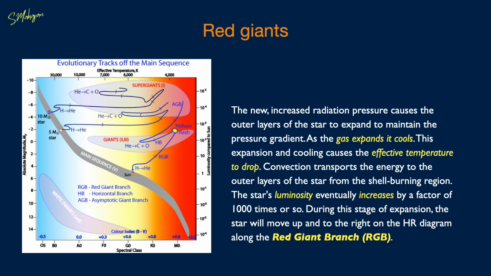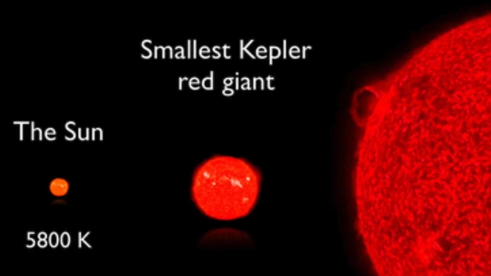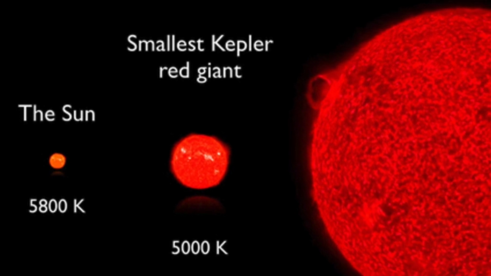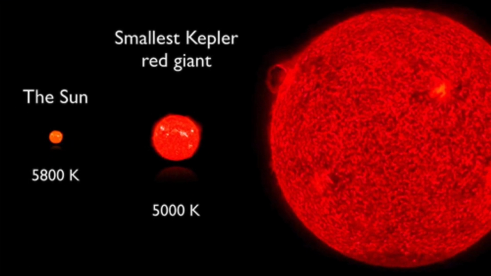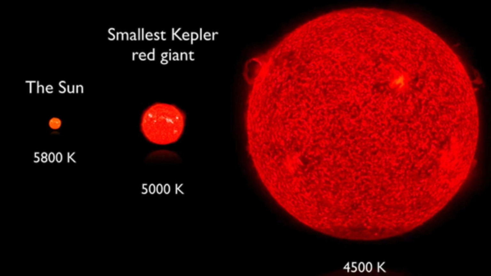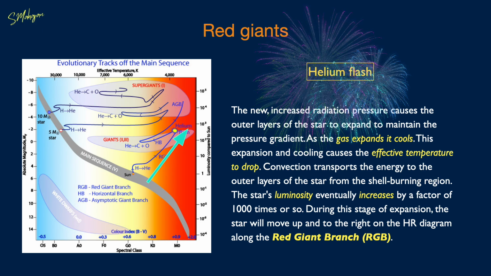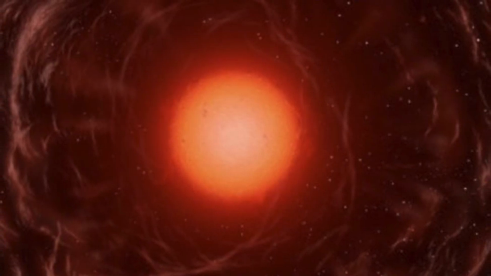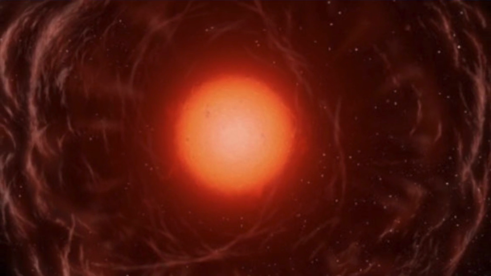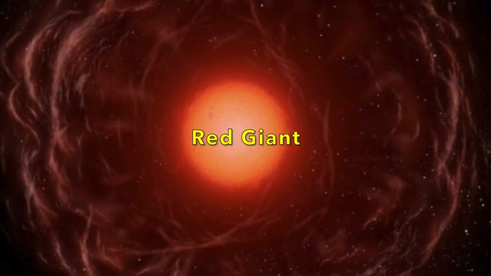During this stage of expansion, the star will move up and to the right on the HR diagram along the red giant branch. A G5 class star such as the Sun may end up as a high K or low M luminosity class 3 giant. The point at which helium begins to fuse in low-mass stars sometimes occurs with the production of a lot of energy almost instantaneously and is therefore called the helium flash. At this point, the star has fully evolved off the main sequence and has turned into a red giant.